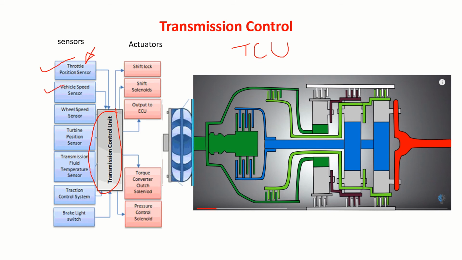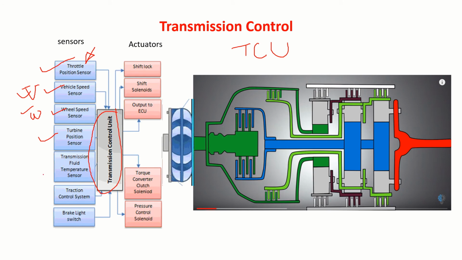And there is a vehicle speed sensor from which you can measure the speed of the vehicle. Also, for every wheel there will be a wheel speed sensor, omega. It is definitely required to operate the traction control system or ABS. These values are very much necessary. Then the turbine position sensor will be there, which gives the turbine position relative to the pump.